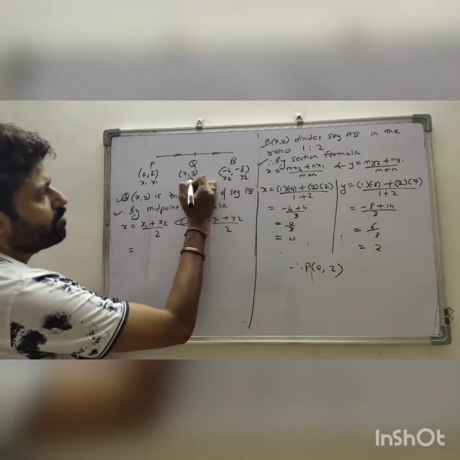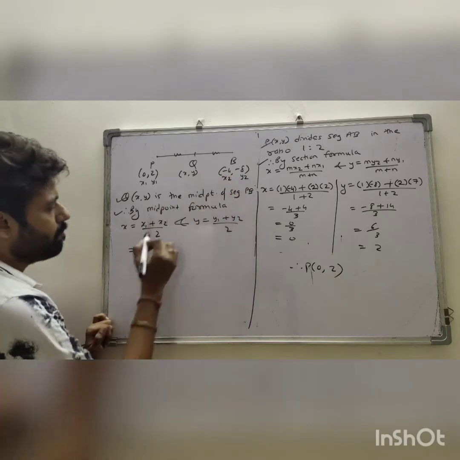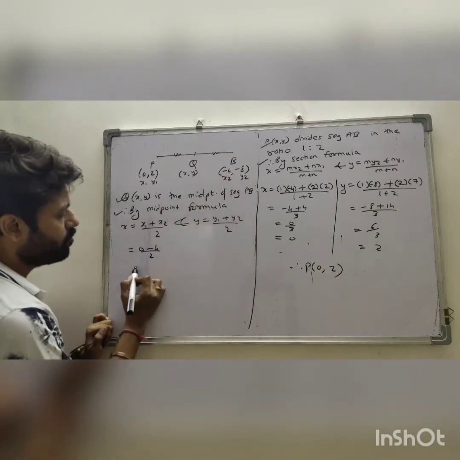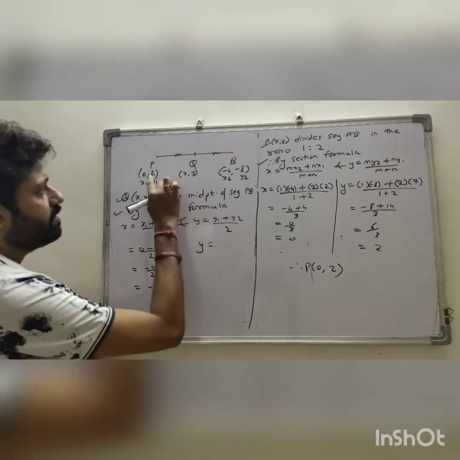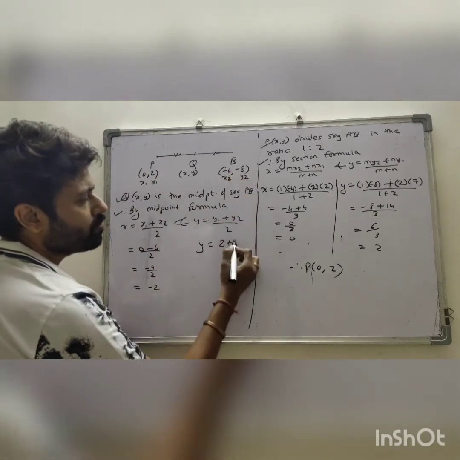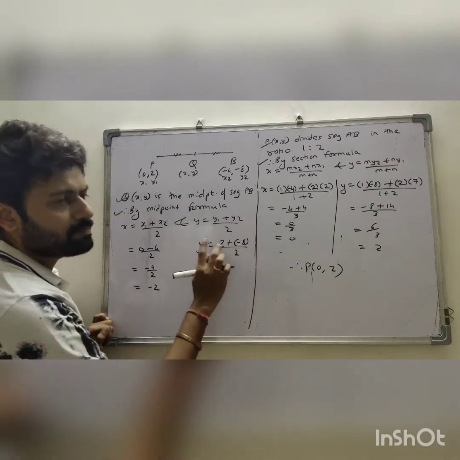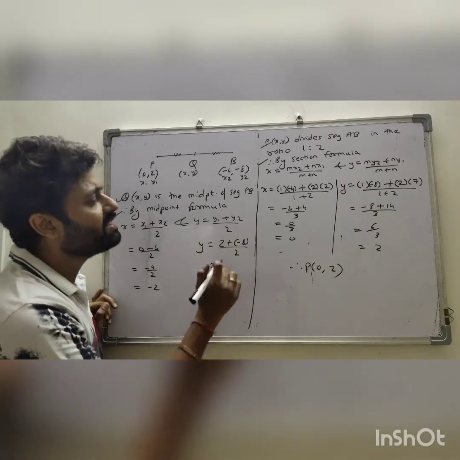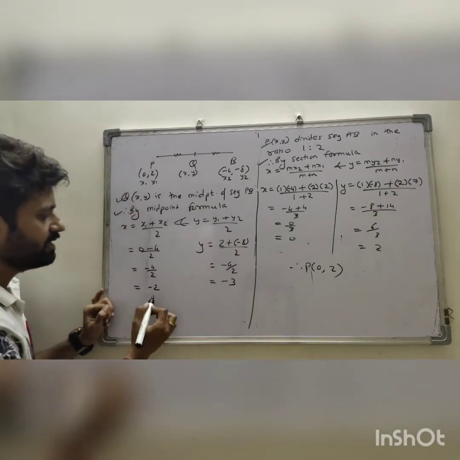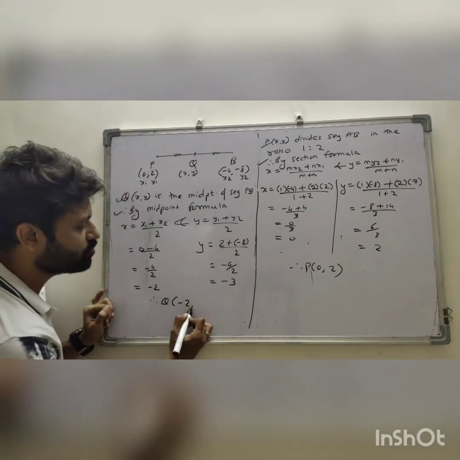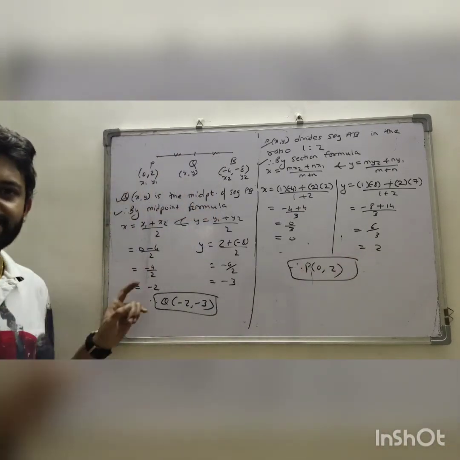Take this as x, y. The midpoint is x equals 0 plus minus 4 upon 2, minus 4 upon 2, you will get minus 2. y1 plus y2 upon 2: 2 plus minus 8, as it is, 2 minus 8 is minus 6, upon 2, minus 3. So you get this way Q(-2, -3) and you get both the answers.